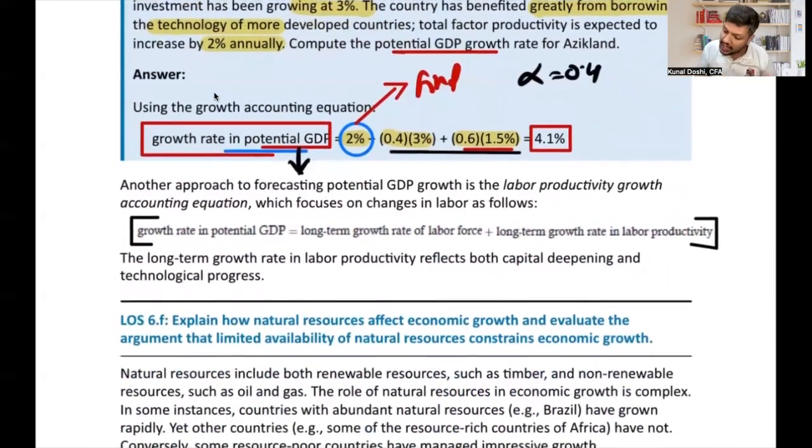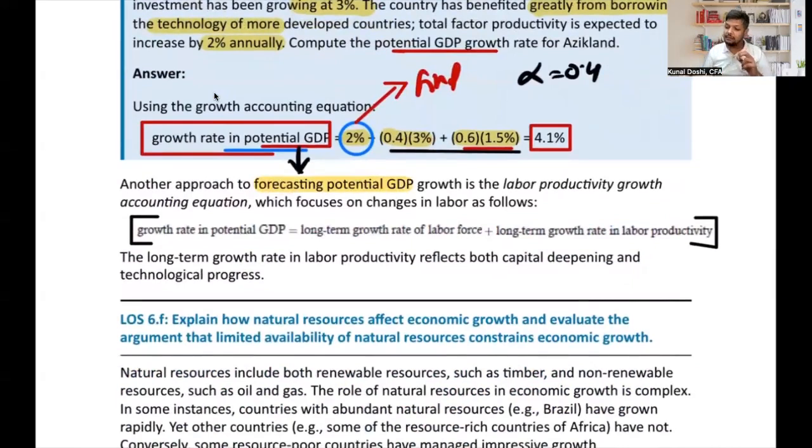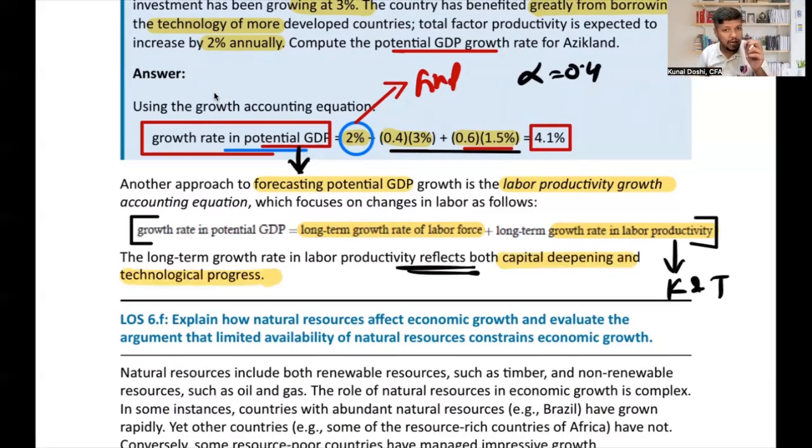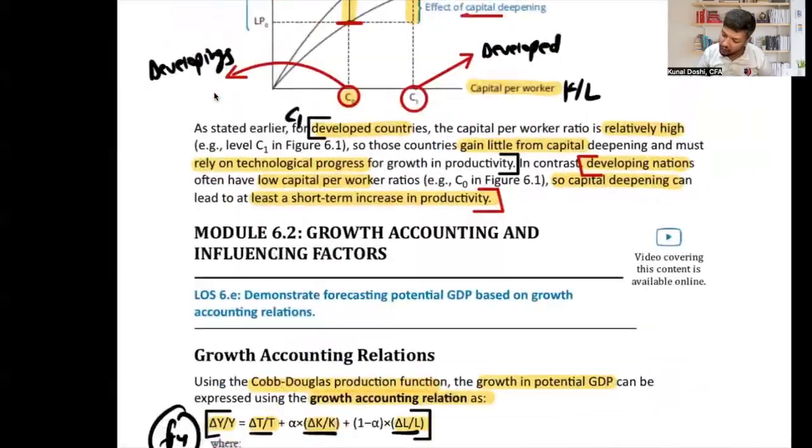Okay. They have used another approach for forecasting potential GDP: labor productivity growth. So we saw the growth in potential GDP, right? Now, another way: the growth rate in potential GDP is the growth in the long-term rate of labor force, meaning how much the labor force will increase, and growth in labor productivity. But when I say growth in labor productivity, that is due to capital and technology. So labor productivity reflects both capital deepening and technological progress. So I'll just add this formula. It is the long-term growth rate of labor force.